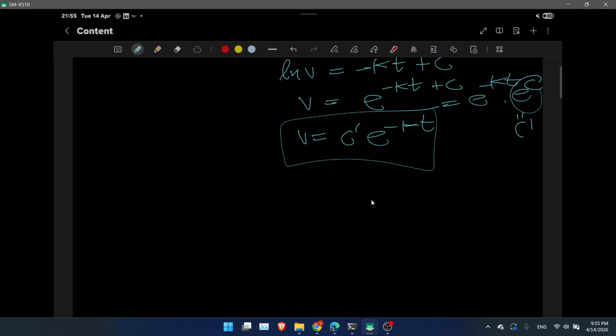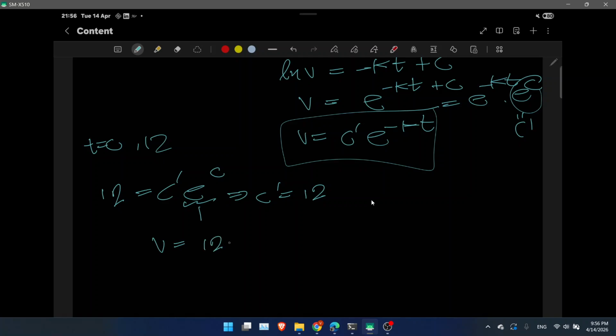So we are given initial conditions: when t is equal to 0, the voltage is 12. If we apply it, 12 is equal to C dash e to the 0. This is 1, so it implies C dash is equal to 12. So we are done. V is equal to 12 times e to the minus kt. To find k, there is another initial condition given in the question.